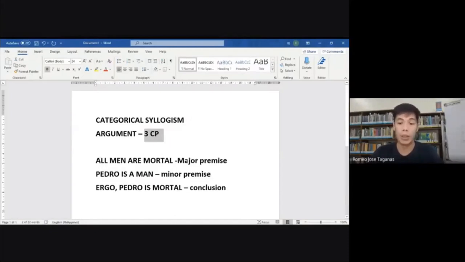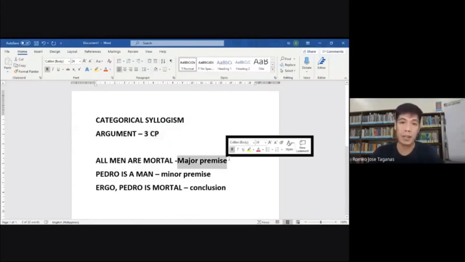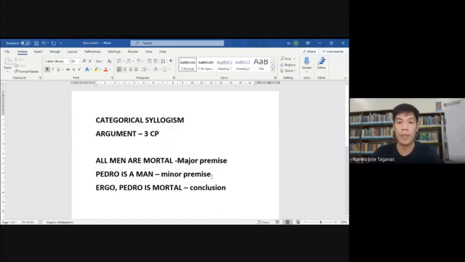The first categorical proposition is called the major premise. The second categorical proposition is the minor premise. And the third categorical proposition is called the conclusion.